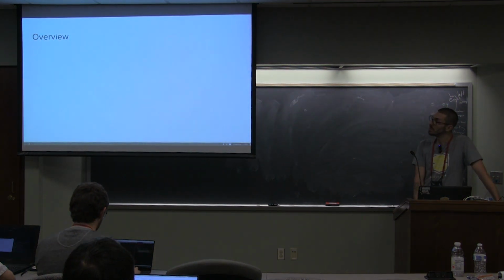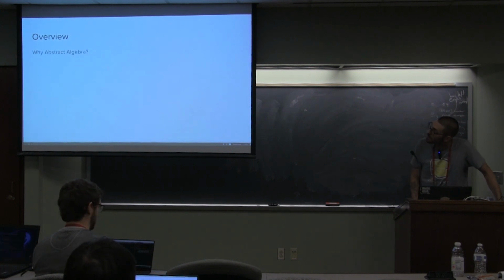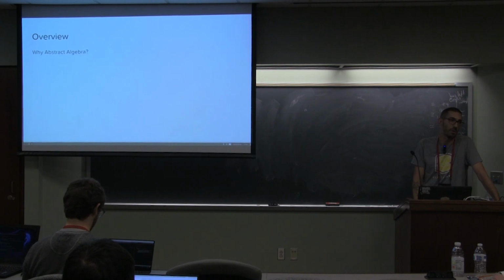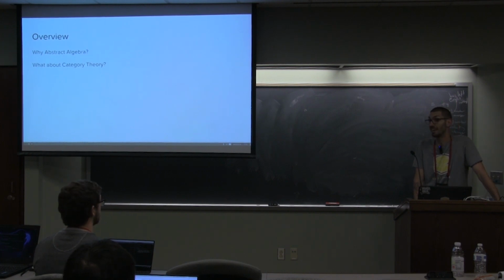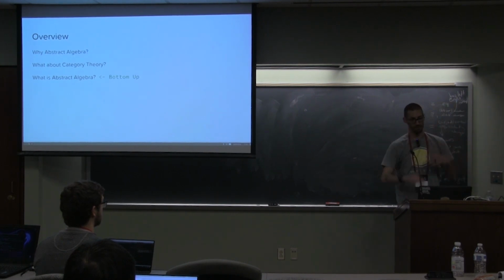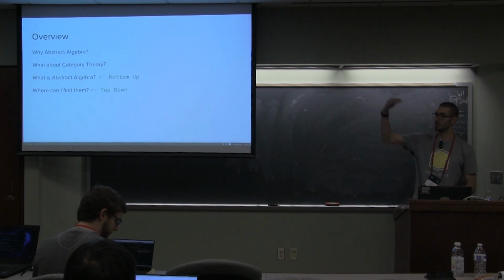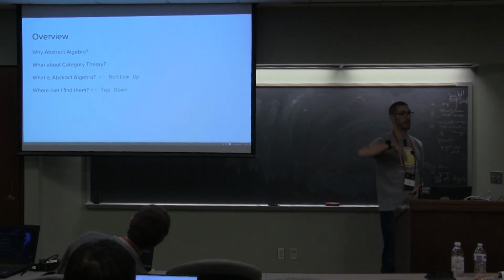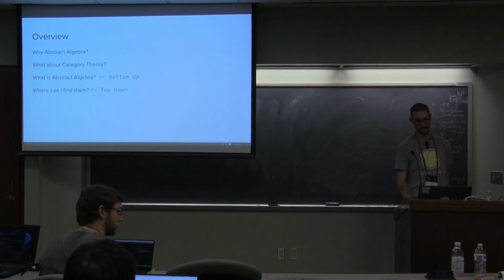So let's look at what our overview is going to be today. We're going to start off, obviously, by saying, why should we care about abstract algebra as programmers? What about category theory? Because there have probably been a lot of talks you've been to that talk about category theory things. And then we're going to say, what is abstract algebra? That's going to be a bottom-up kind of thing. And then we're going to go more of a top-down approach to thinking about some of these things.